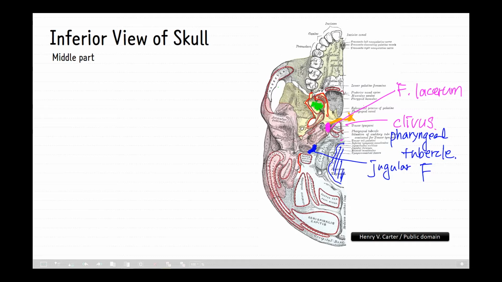Anteriorly, the plates are fused except inferiorly, where they are separated by the pyramidal process of the palatine bone. The pyramidal process of palatine bone can be colored as a pink area. Here is the palatine bone, and this is the pyramidal process, which separates the medial and lateral pterygoid plate inferiorly. Sutures are usually discernible at this site in young adult skulls.